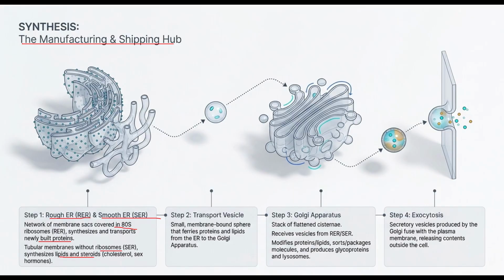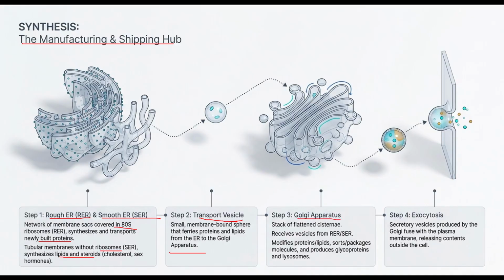Okay. And then it has to be transported, right? So the small membrane-bounded sphere that ferries proteins and lipids from the ER to the Golgi apparatus is the transport vesicle. Okay. So transport vesicles then carry these proteins to the Golgi apparatus. The Golgi body acts like the processing and packaging center, modifying proteins. They will sort them and also prepare them for the final destination.